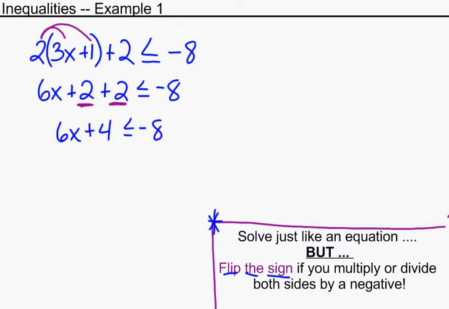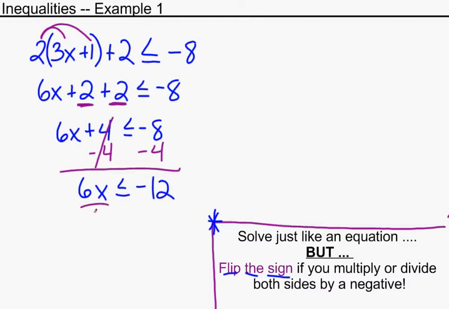I now have what is essentially a two-step equation to solve. I subtract 4 from both sides. I isolate this 6x term. I'm getting closer to isolating x. And then negative 8 minus 4 is negative 12. And then the last step, to get the x by itself or isolated, I divide by 6. And I get an x. And I get a negative 2.